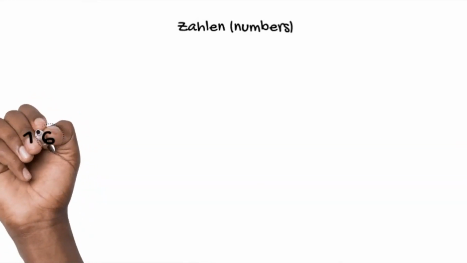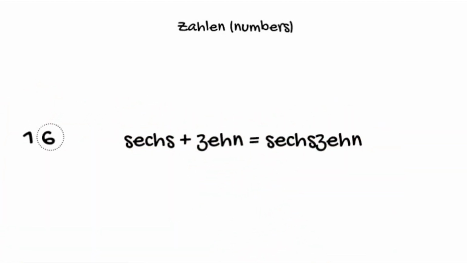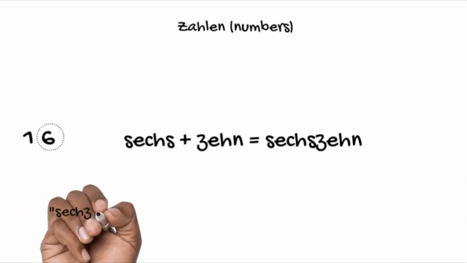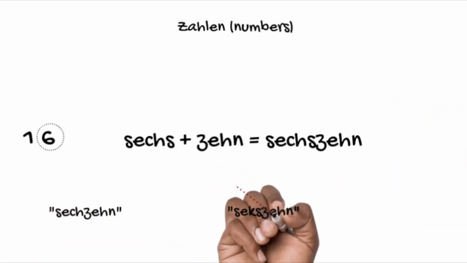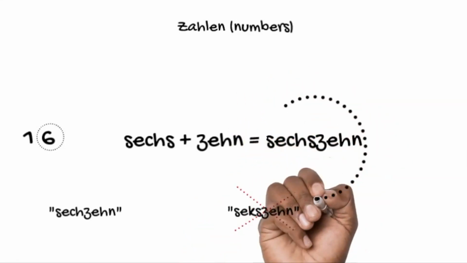16 is 16. 10 and 6 equals 16. In this case, we pronounce it 16 and don't pronounce it 16, but it is still written the same, 16.